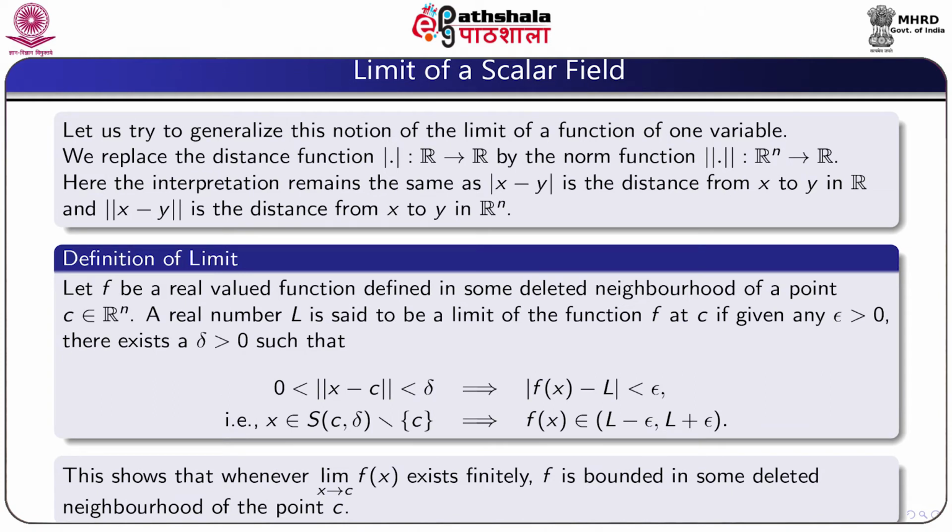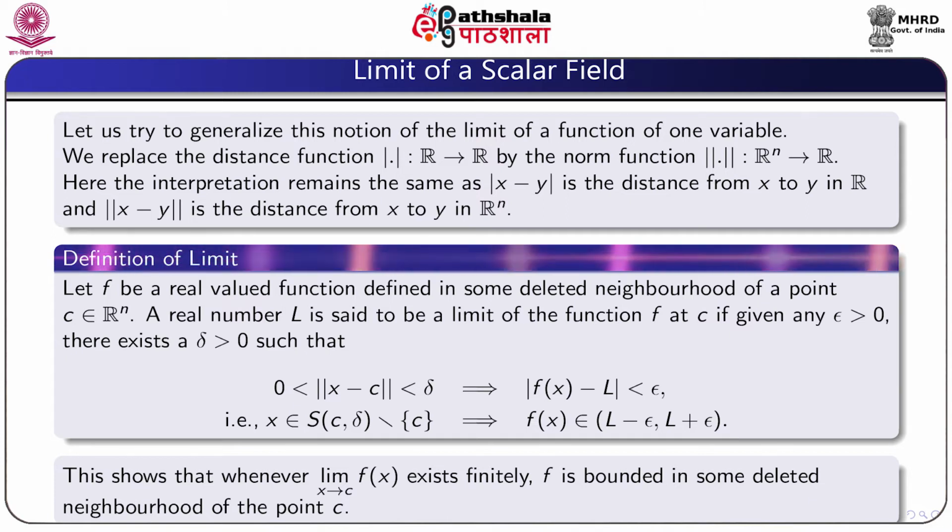Now, we try to generalize this notion of the limit of a function of one variable to the cases when the number of variables is more than 1. We replace the distance function modulus from R to R by the norm function defined from R^n to R. However, the interpretation remains the same: |x minus y| denotes the distance between two real numbers x and y, and norm of x minus y denotes the distance between two vectors x and y in R^n.